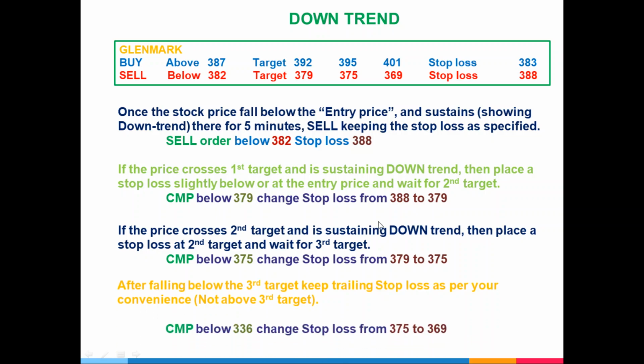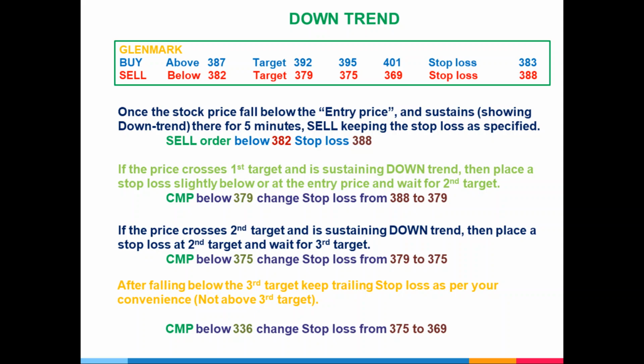And after falling below the third target, once the stock falls below 370, that means once it is at around 368 or 367, I will change my stop loss from 375 to 369. That would be the third target, and I am locking the profit at 369. So my entry price is 382 and my last locked profit is 369. Assume the stock is still falling; once it reaches 365 levels, I will change my stop loss from 369 to 367 or 66 based on the price movement, even 368.